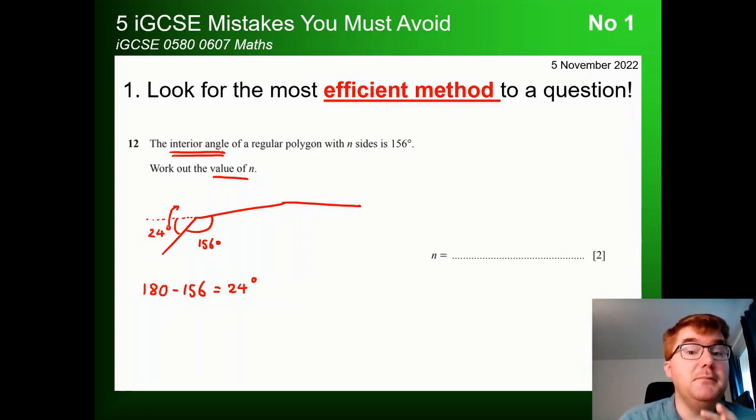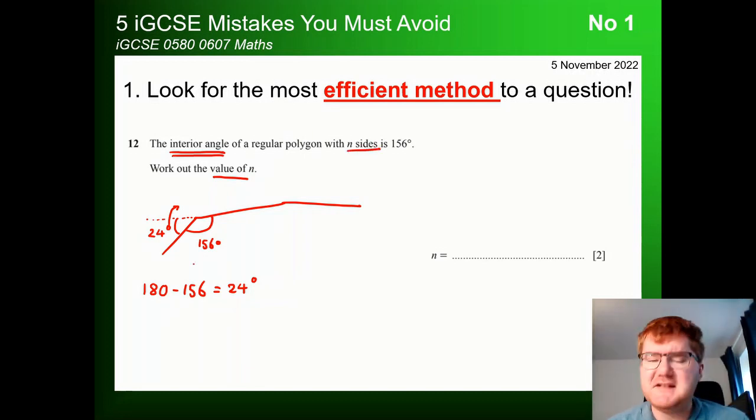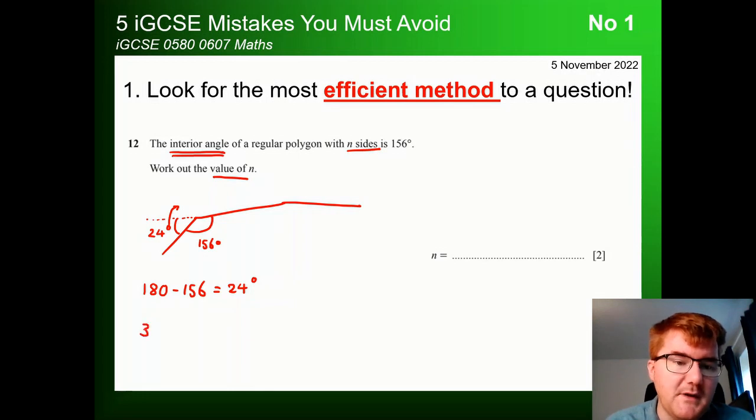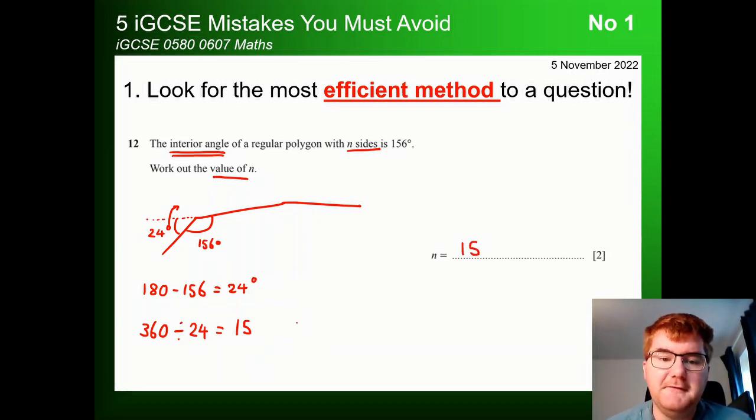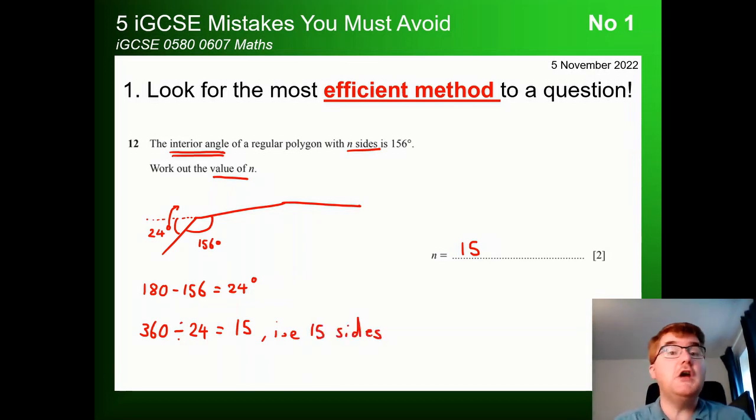Now the reason this is important is that we can actually work out the number of sides, what n is, by using this fact. It's a really simple formula. It's always 360 divided by the exterior angle. So in this case by 24. And if you put this into your calculator, then you'll generate 15, which is the answer to our question. So n is 15, i.e. this shape here has 15 sides. And by doing it this way, you're saving yourself time for those really difficult questions later on in the paper.